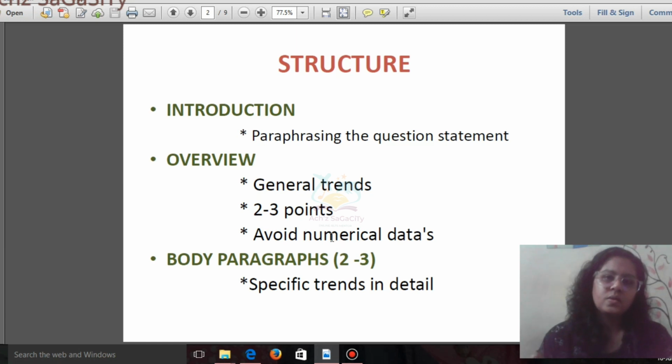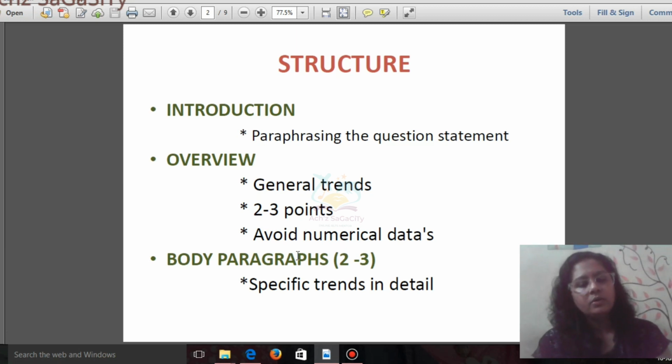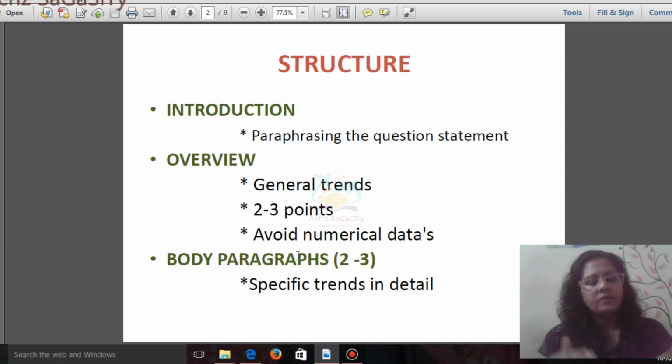Then after that, the body paragraphs. About 2 to 3 body paragraphs you can arrange. Try to write within 2 body paragraphs. If you have additional points, you can add a third body paragraph too. Don't write more than that.